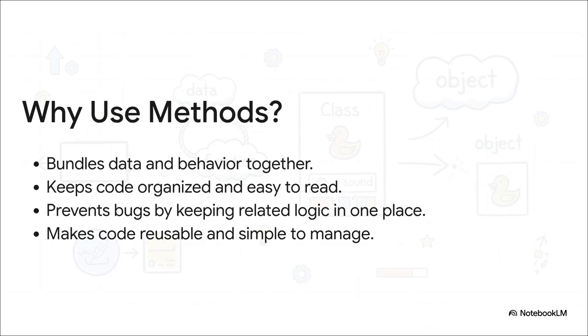When you look at that game player class, you know exactly what a player is and what it can do. It keeps all the related logic in one place, which helps stop silly bugs. You're not going to accidentally try to make a player quack. And it makes your code incredibly reusable. You can stamp out 1,000 players, and they all just work.